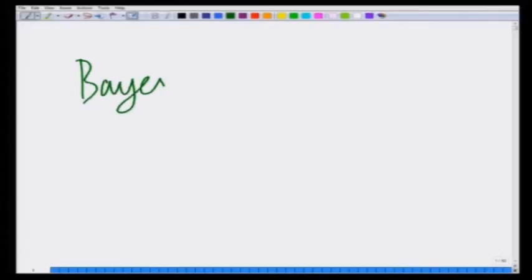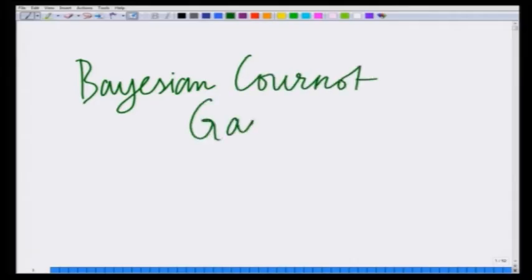Now let us look at another example of a Bayesian game, an interesting example. Let us look at a Cournot game. Remember, we have already looked at a Cournot game, but now let us look at a Bayesian version of the Cournot game, a Bayesian Cournot game.